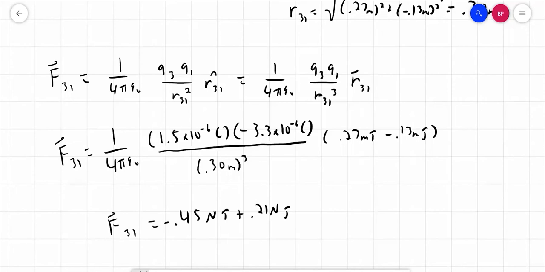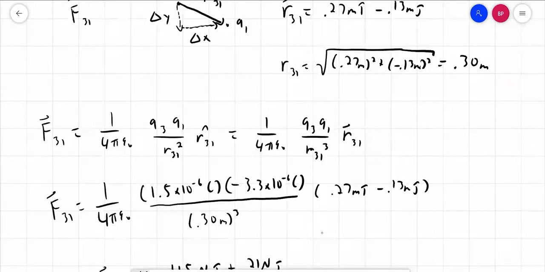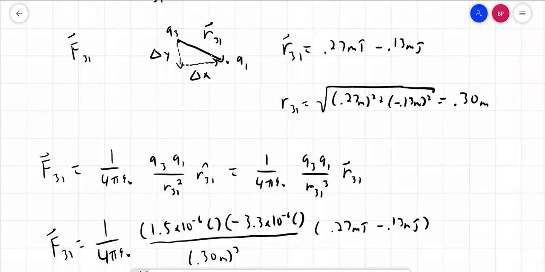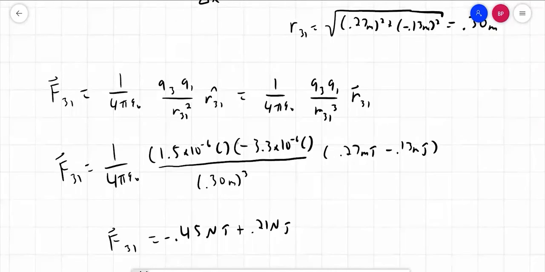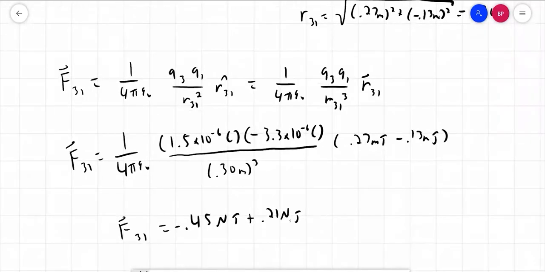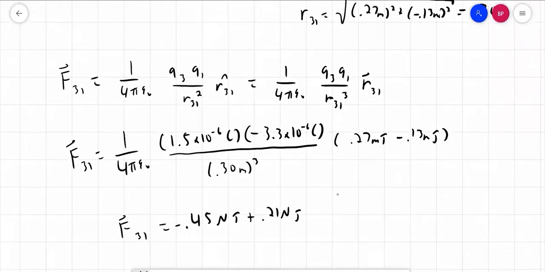All right, so I got my number here. Let's go up and make sure that it makes sense. These things have opposite signs, which means that Q1 should be attracted to Q3. That means it has to go in the negative x direction and the positive y direction. Well, that's exactly what we got here. We got negative x, positive y.